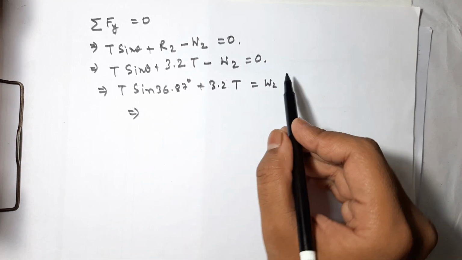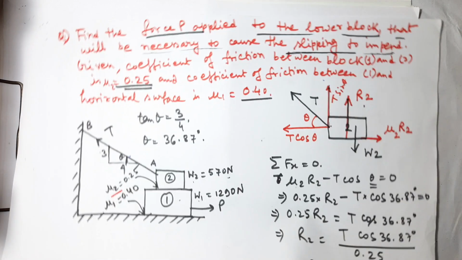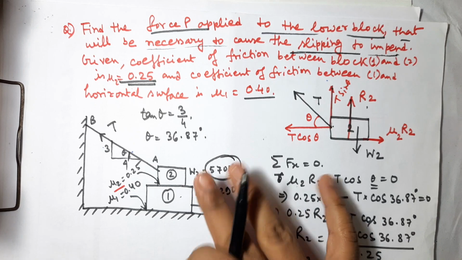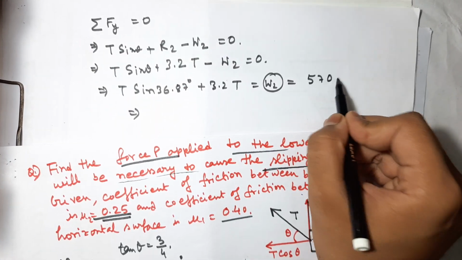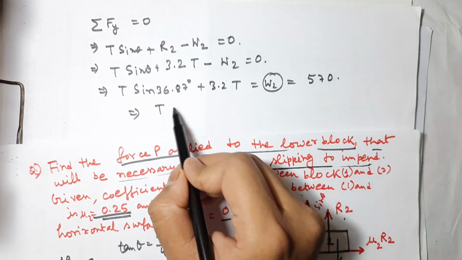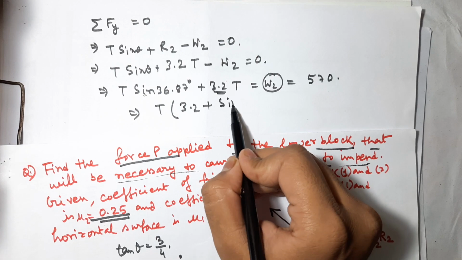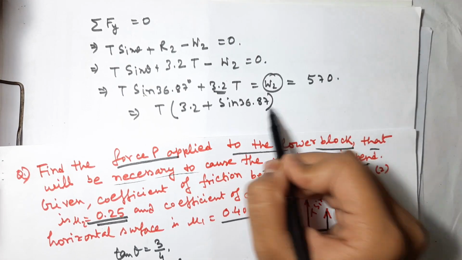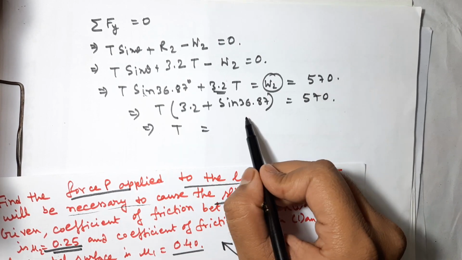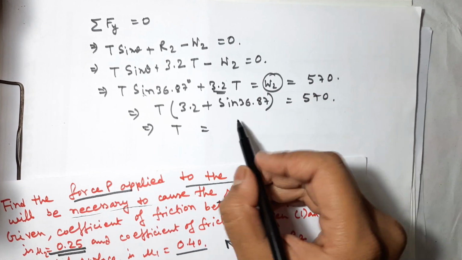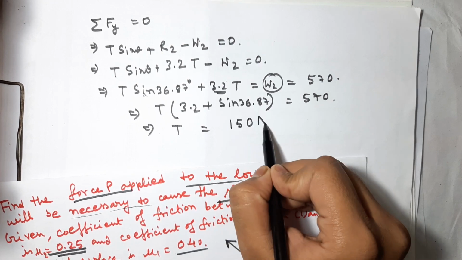So T you can get, because W2 is given, W2 is equal to 570 Newton. So if you substitute the value here, 570, and see T means what? 3.2 plus sine 36.87 is equal to 570. So T is equal to 570 divided by this. So almost you are getting the value of T as 150 Newton.